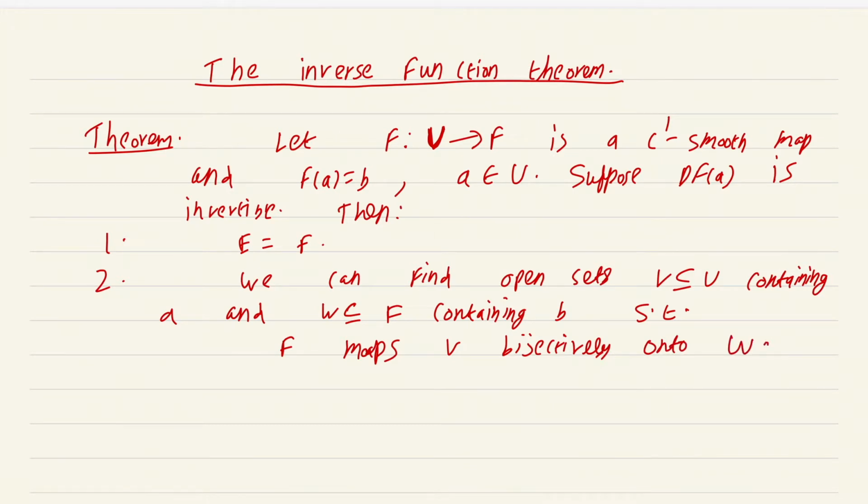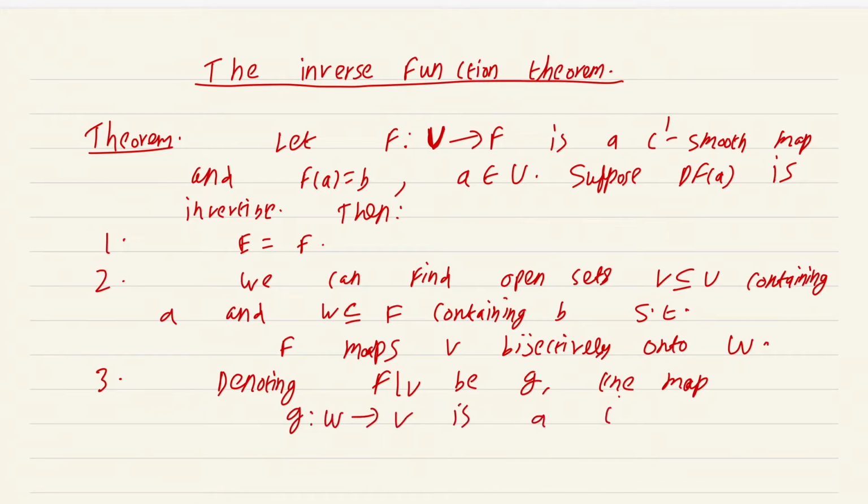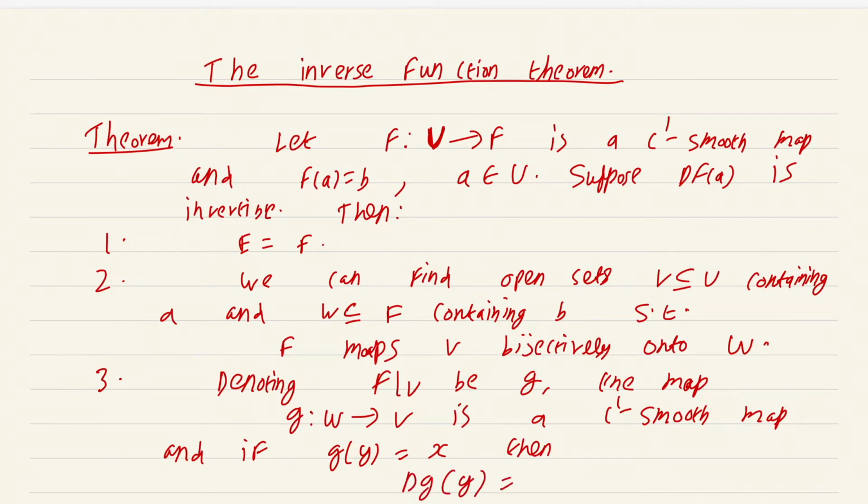The third part is the most important conclusion. Denoting f restricted to V by G, the map G from W to V is a C1 smooth map, and if G of Y is equal to X, then dG of Y is nothing but dfX inverse. Okay, so this is the statement of the inverse function theorem.